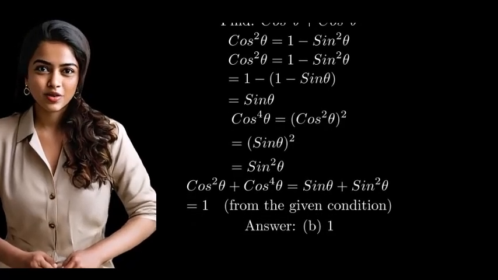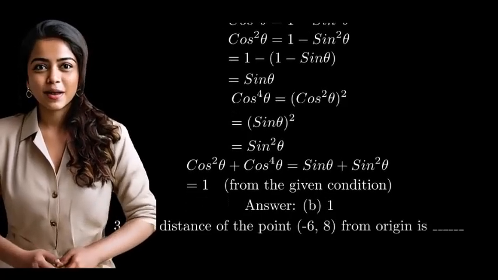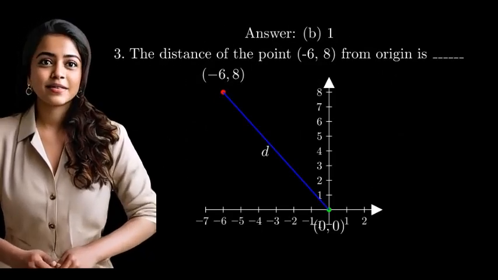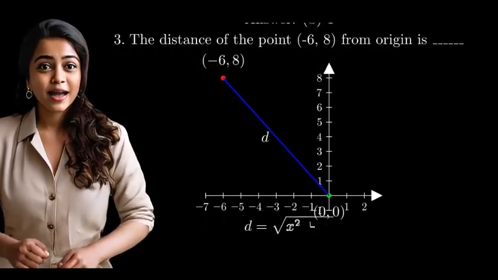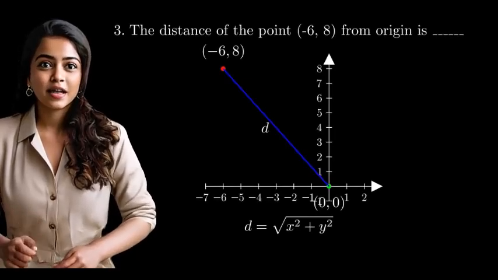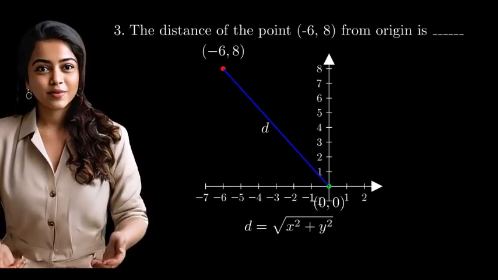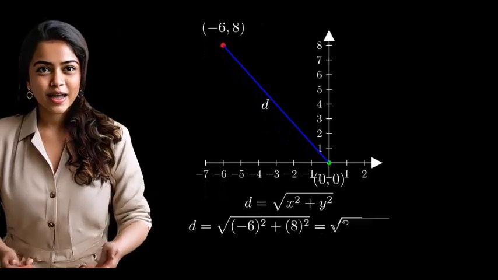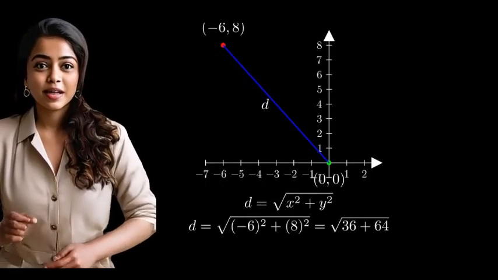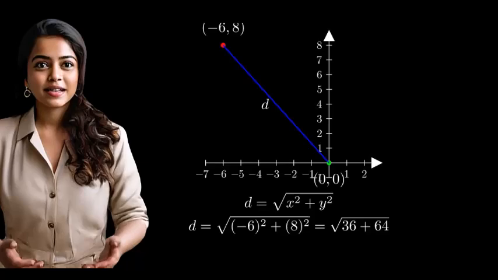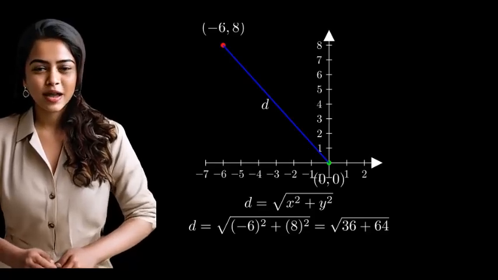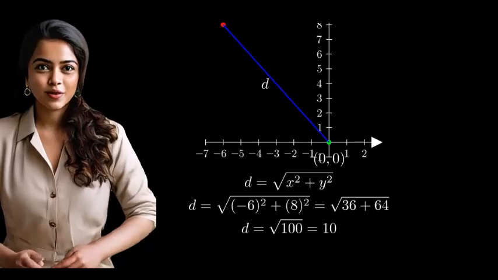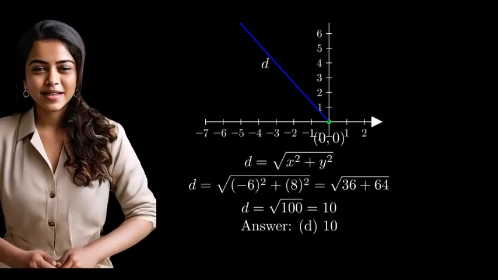Question 3 asks, the distance of the point -6, 8 from the origin is. To find the distance from the origin, we use the distance formula d equals square root of x squared plus y squared. Substituting the coordinates -6, 8, we get d equals square root of -6 squared plus 8 squared, which equals square root of 36 plus 64. This simplifies to square root of 100, which equals 10. Therefore, the answer is D, 10.